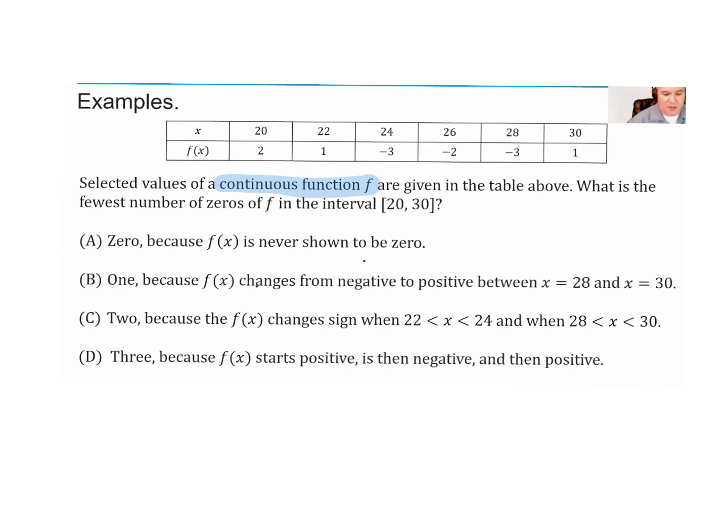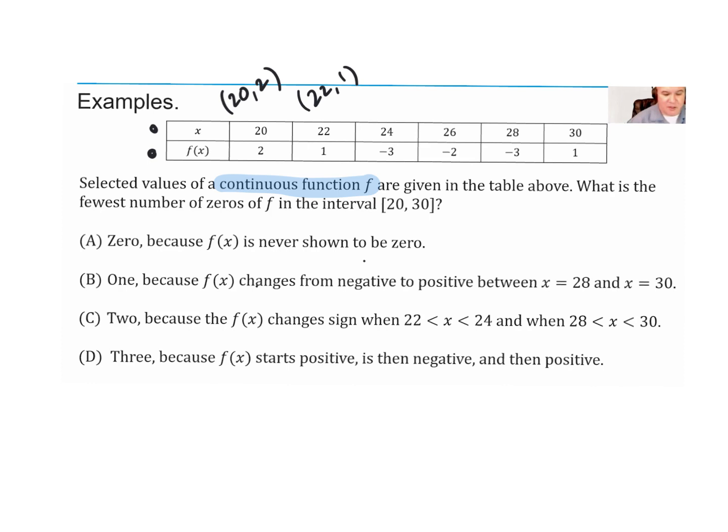Knowing the definition of what a continuous function is and how that helps us is important. Then it says, what is the fewest number of zeros of f in the interval from 20 to 30? These are all of your x values, and these are all of your y values. You can think of writing these all as points, like 20, 2, 22, 1, et cetera.